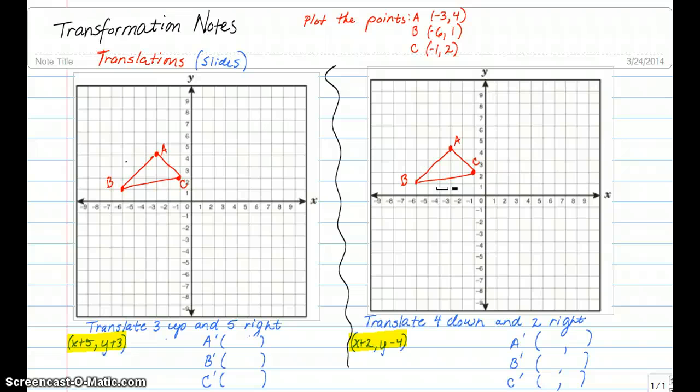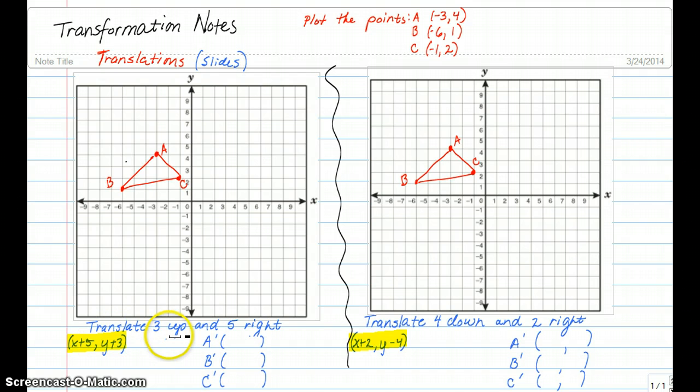Now when you translate, you're actually sliding the figure. And when you go up, it's going to be positive, and when you go to the right, it's going to be positive. When you go down, it's negative, and when you go to the left, it's negative. Now, up and down is the y-axis, and side to side, right or left, is the x-axis.